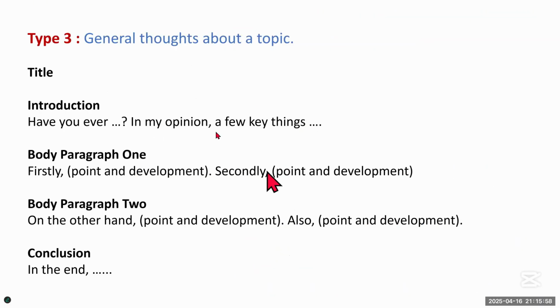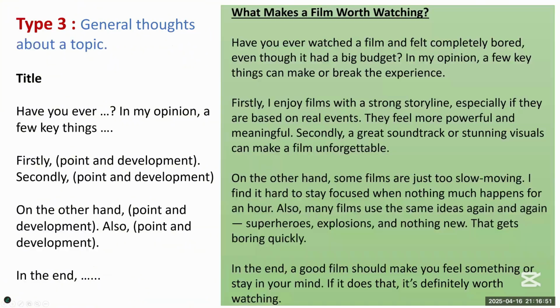So type 3 template is very simple. We have the title. In the introduction, write a hook, have you ever? And then in my opinion, a few key things. In body paragraph 1, write firstly and secondly, and then point and development for each. In body paragraph 2, on the other hand, point and development, also point and development. In the concluding paragraph, in the end, and you can do a summary of the points. Here is an example response using type 3 template.